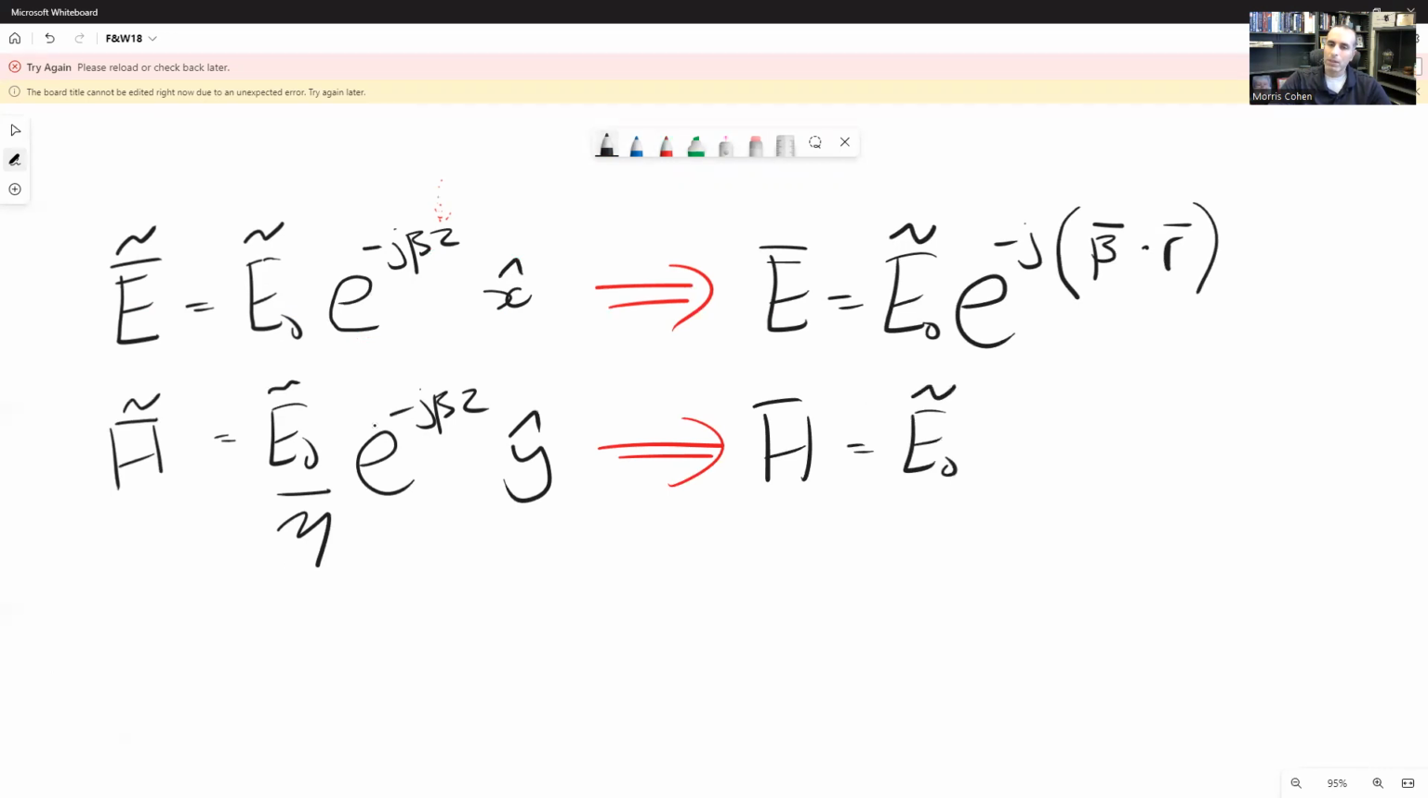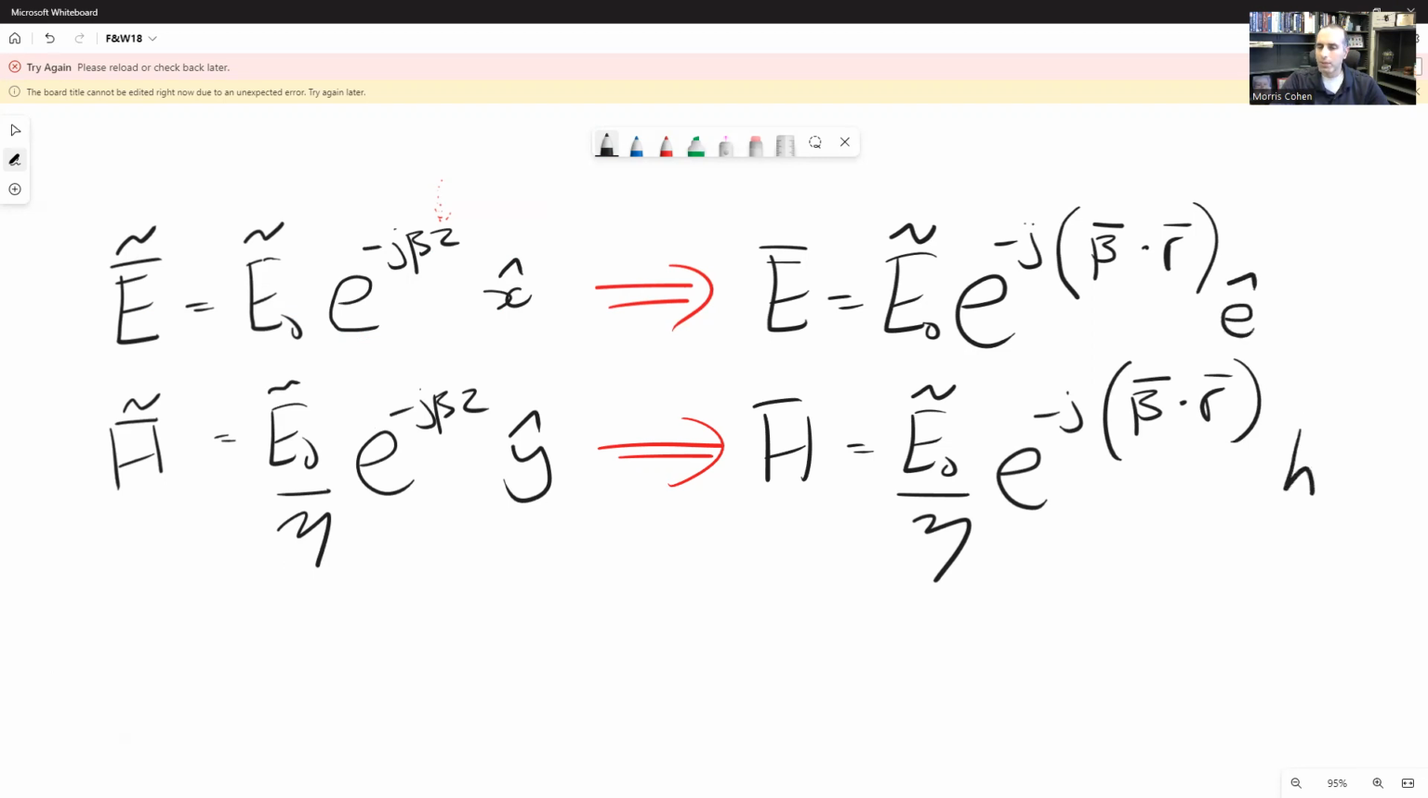It's E0 as a phasor divided by eta, and then we're going to multiply that by e to the minus j times beta bar dot r. Now the electric field is going to be pointed in some direction, and the magnetic field will be pointed in a different direction. We know that E cross H is going to be in the direction of beta bar, or sorry, beta hat. But let's talk about what beta is.